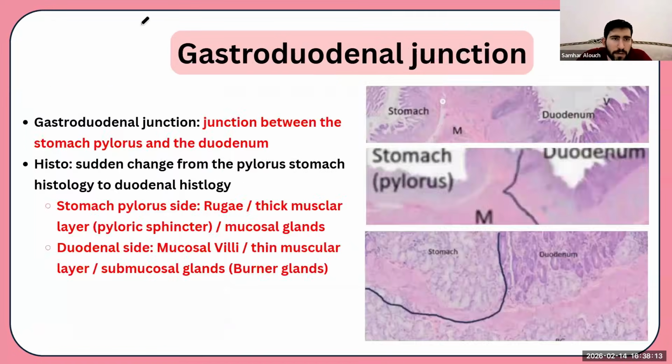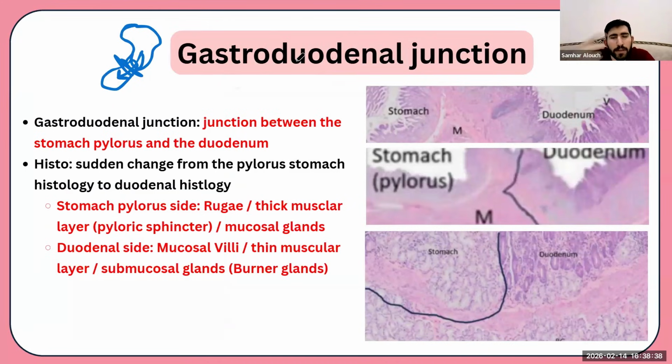Final part in the stomach. So as we can see here, this is the stomach, okay? And it will now join the duodenum. And we have the gastro-duodenal junction. It's the junction between the stomach, the pyloric part, and the duodenum. Here we have something called the pyloric sphincter. It's muscles that control the fluid and food movement from the stomach into the duodenum.